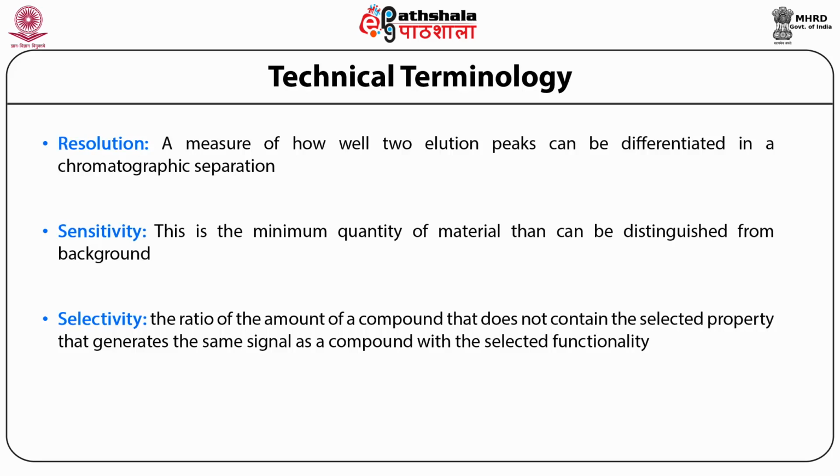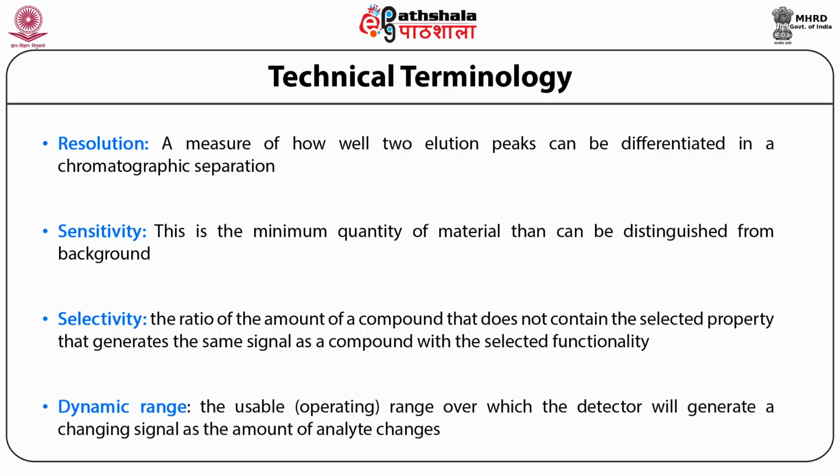Then finally, there is the dynamic range, which is the usable or the operating range over which the detector will generate a changing signal as the amount of analyte changes. Now, understandably, your dynamic range has to be linear, so we mostly refer to it as the linear dynamic range. Also, understandably, the lower limit of the dynamic range will be affected by the limit of detection for that analyte, whereas the higher limit will be defined by the saturation of the detector.